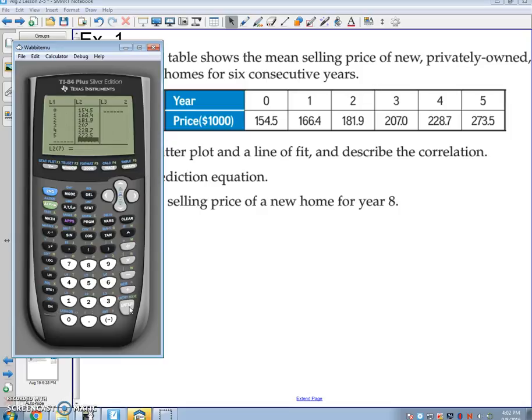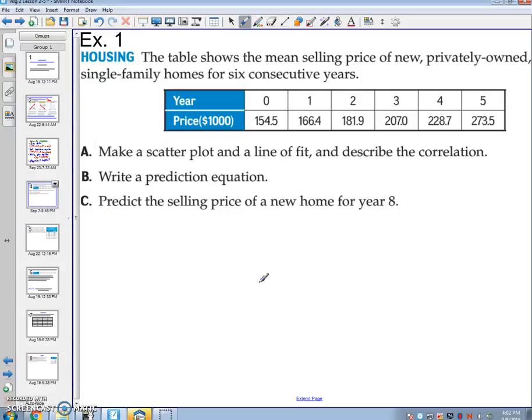Alright, once you type it in, press Stat again, go right to Calc, and go down to 4, LinReg. Press Enter, just go down to Calculate, press Enter again. You have this equation. It tells you the equation formula, y equals ax plus b, and it gives you a and b, so you have to fill that in yourself. So I'm going to write that down, 3 decimals. So my prediction equation is y equals 23.057x plus b, so it's plus 144.357.